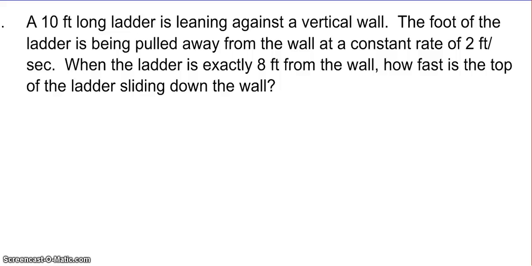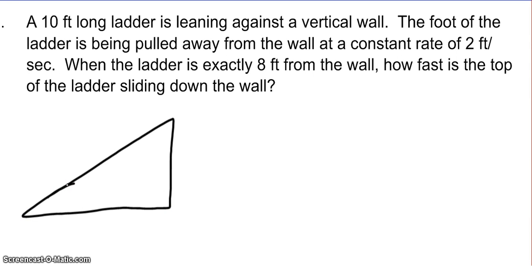So a 10-foot long ladder is leaning against a vertical wall. The foot of the ladder is being pulled away from the wall at a constant rate of 2 feet per second. When the ladder is exactly 8 feet from the wall, how fast is the top of the ladder sliding down the wall? Okay, so let's first draw our picture. So if I call this X, and I call this Y, and I call this Z, I'm going to assume that this is a straight wall, and I know the foot of the ladder is being pulled away from the wall. So this is moving this direction, therefore this end is moving down the wall.